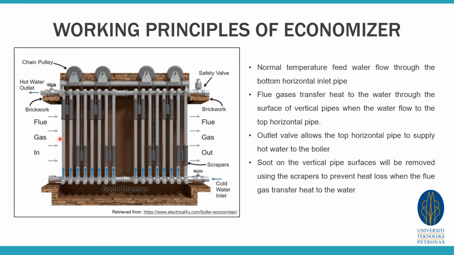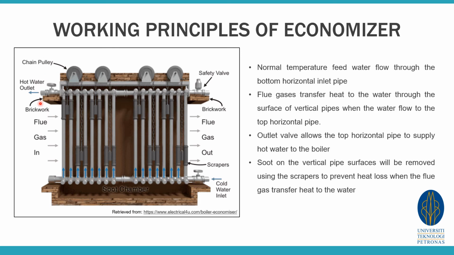In this way, the heat of the flue gases gets utilized through the economizer for heating up the water before entering the boiler for producing steam. After that, the outlet valve fitted will allow the top horizontal pipe to supply hot water to the boiler.